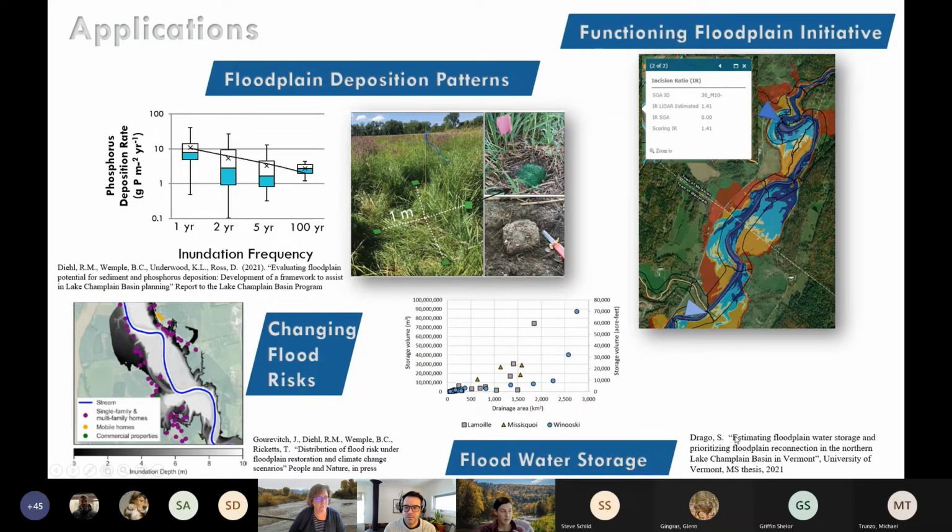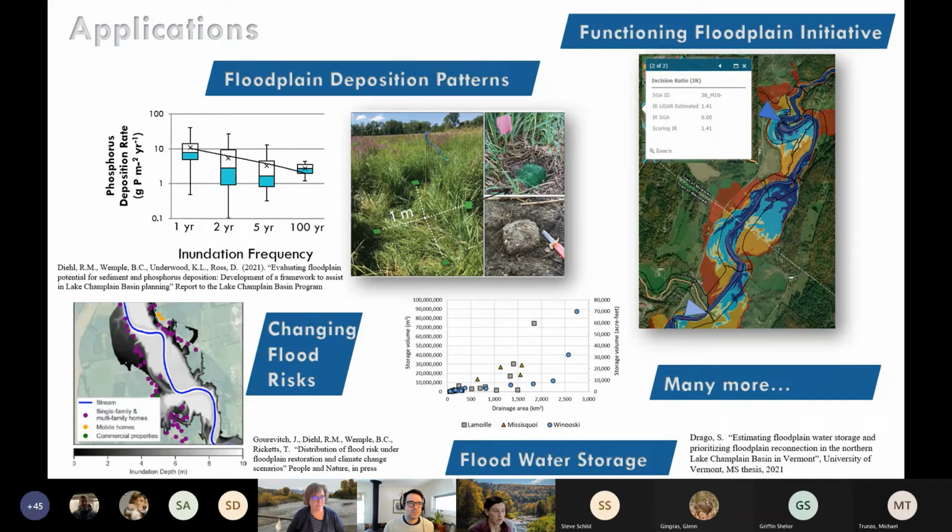Steffi Drago, in her master's thesis, quantified floodwater storage using these floodplain maps to think about where within these watersheds we are storing more water, and the flood resiliency impact of a properly functioning floodplain. And I have to say there are many, many more that are currently ongoing and that could be conceived of using these types of maps. Within the FFI, we're also looking at mapping habitats, and Liz Duran at UVM is exploring ways to use these inundation maps for that, as well as many other applications.